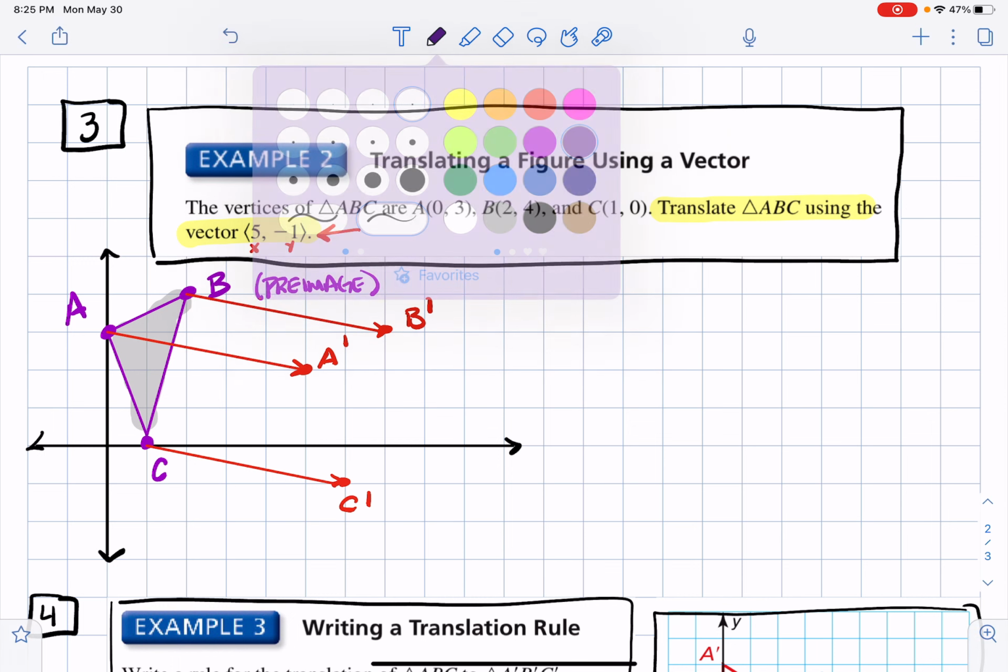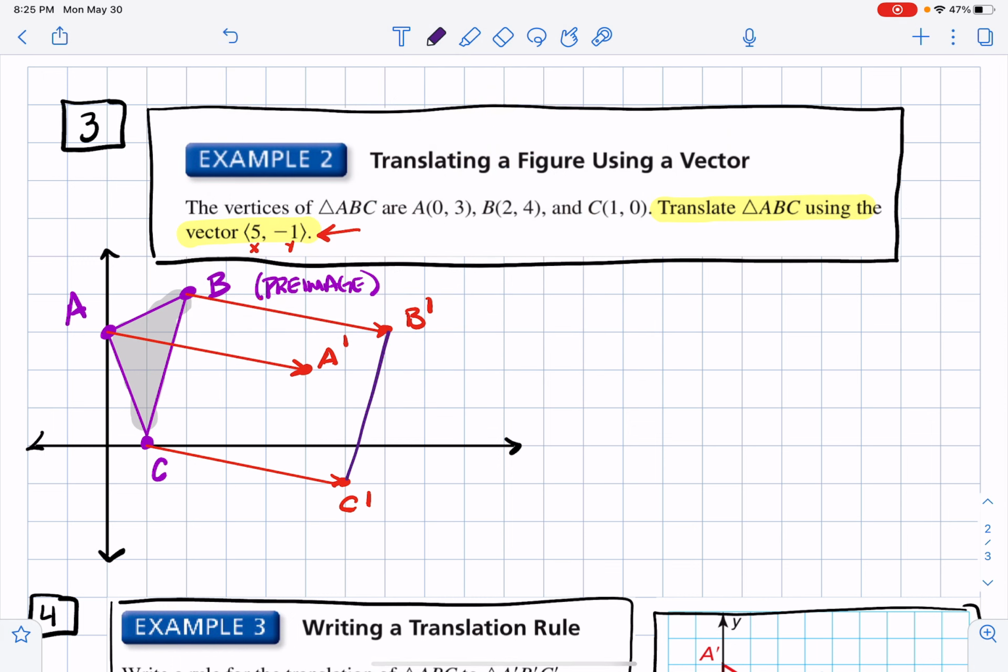Let's use a different color here. So this would be my new shape, right? And right there. And I could shade this guy in right here. And this would be the image. The image is the fancy word for the new shape. Okay, so that is my image, and my pre-image was the original shape. And that's how we translate a figure using a vector.